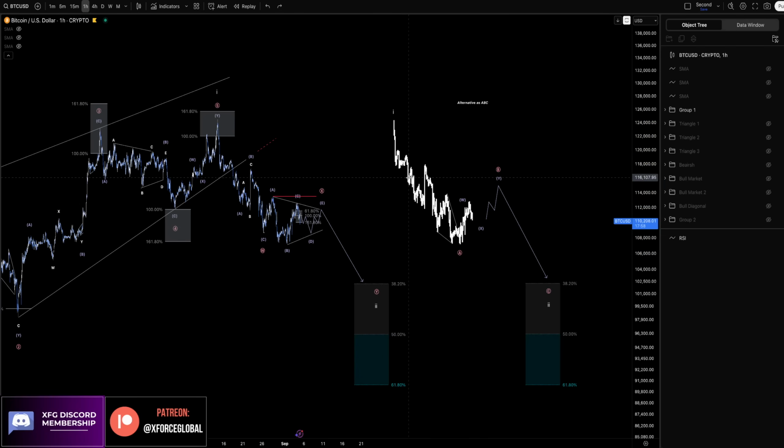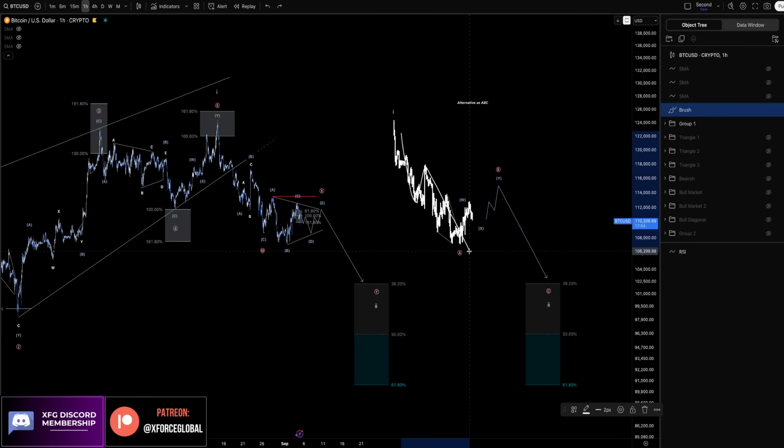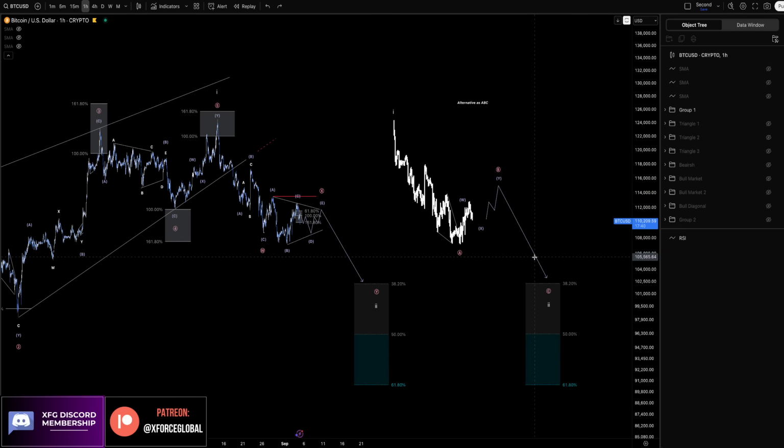In fact, if we're keeping the same integrity of an ABC, you can even label this as a C wave with an ending diagonal if you really wanted to. And then this would be labeled as a wave W, and then we go into the same WXY structure. Again, the implication is all the same, and I think it's just nitpicking at this point on which way this pattern recognition is going to play out.